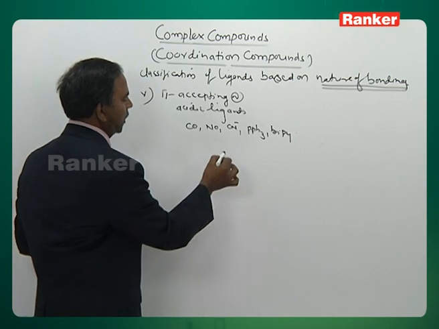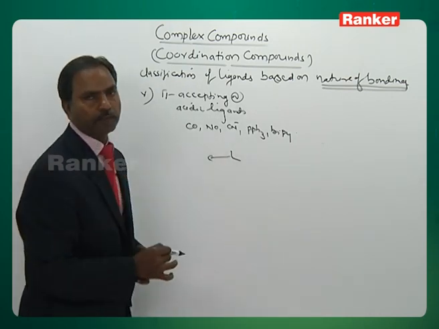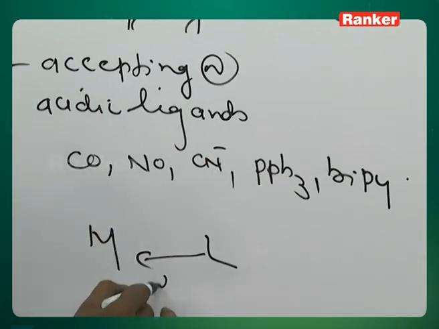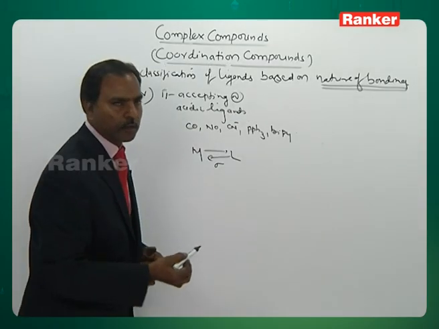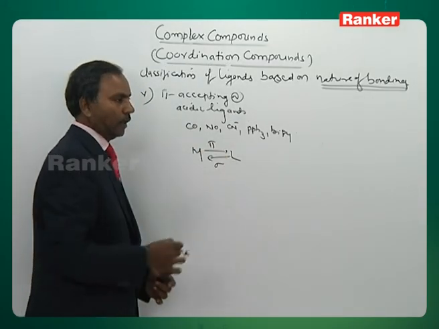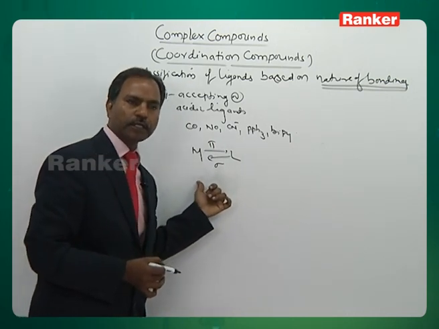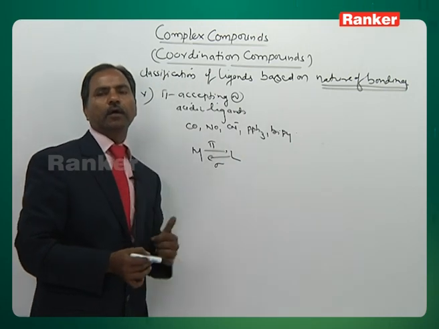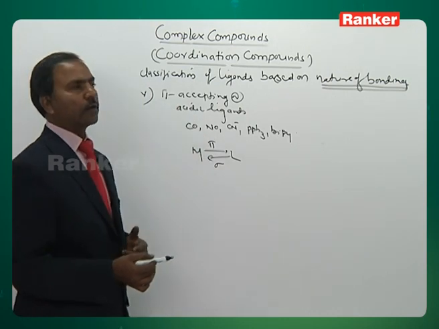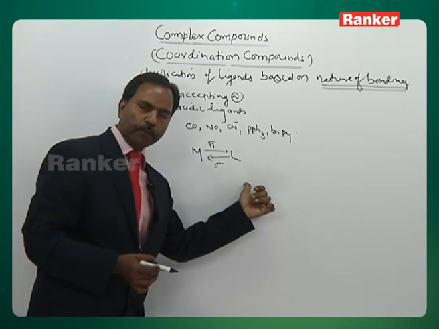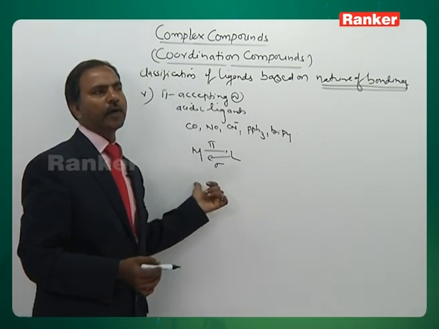Look here, suppose a model I am showing. First this particular ligand is donating a pair, resulting in the formation of a sigma bond. Again from the metal it accepts a pair of electrons, resulting in the formation of a pi bond. See how it is. First it is donating a pair of electrons, forming a sigma bond. Again it is accepting a pair of electrons, forming a pi bond. Such a ligand we call a pi accepting or acidic ligand, because it accepts a pair forming a pi bond.